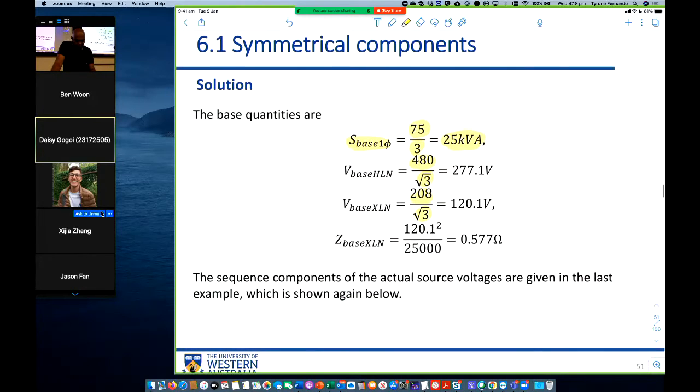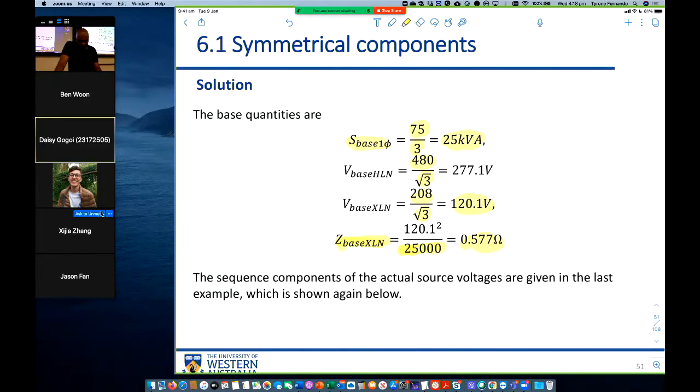So the base impedance on the secondary side would be the voltage squared on the secondary side, which is 120.1 squared, divided by the apparent power, which is for the single phase. So that will give us the base impedance.